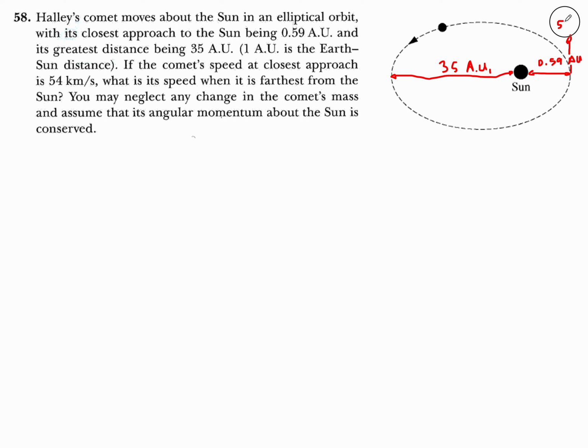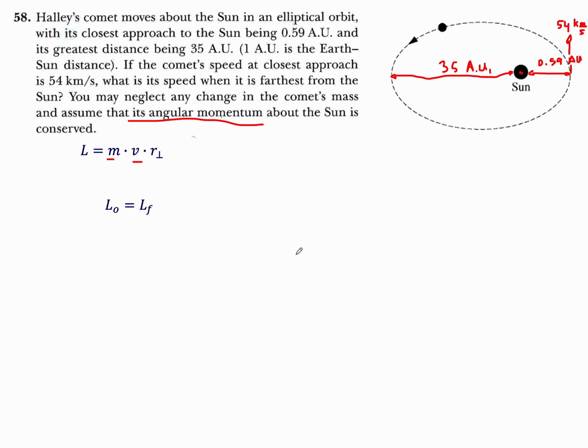And the question is, how fast is it going when it's at the furthest point away from the Sun? And they tell us that you can neglect any change in the comet's mass and assume that its angular momentum about the Sun is conserved. Now you might say, wait a second, how can a point mass have angular momentum? But again, remember, there are two formulas for angular momentum, and the one we want to use this time is the one for a point mass, where you can just take mass times velocity times the perpendicular distance between the pivot point, which in this case is going to be the center of the Sun, and the comet.